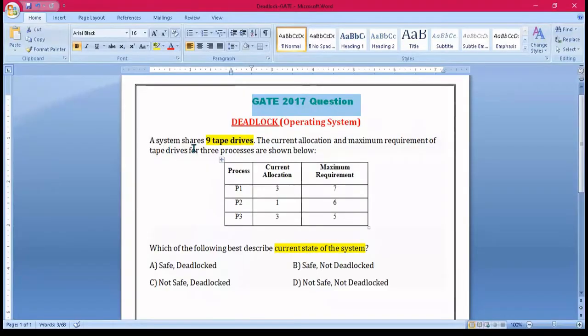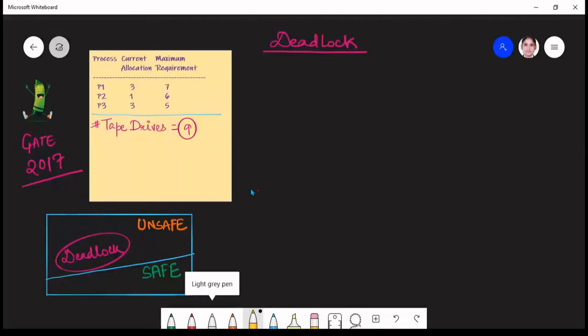Hello everyone. Now let's solve a question asked in GATE 2017, which is based on deadlock. Here we are given a system which has 9 tape drives, and there are 3 processes P1, P2, P3 with their current allocation and maximum requirement. What we need to find out is the current state of the system. So basically we have to find out whether the system is safe or not, or whether it is in deadlock or not. So now let's solve the question and see what the answer can be.